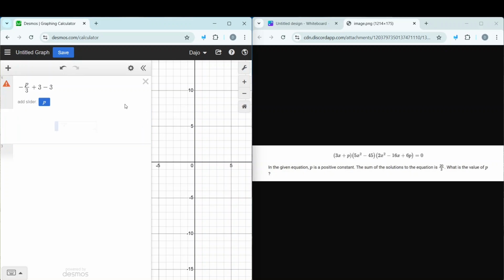And then because we know that, we can add this to here and set this equal to 20 over 3, because we're adding all the solutions that we've derived. So the value of p is 4, and there's your answer.